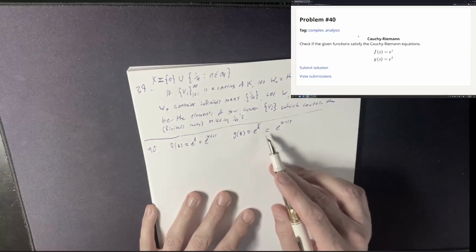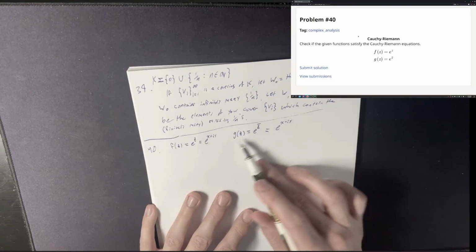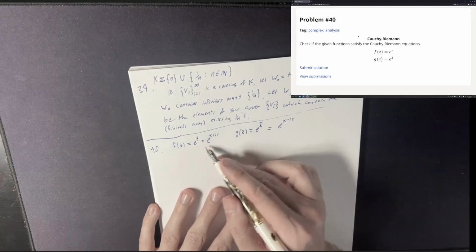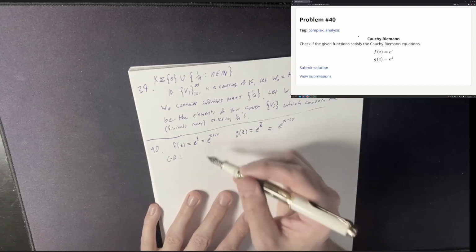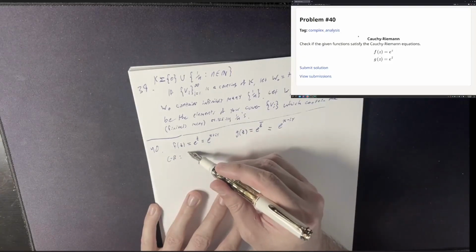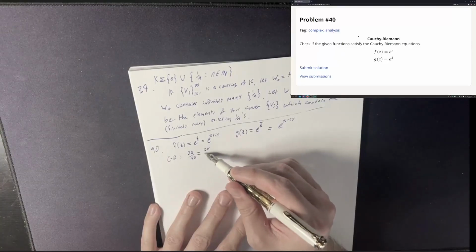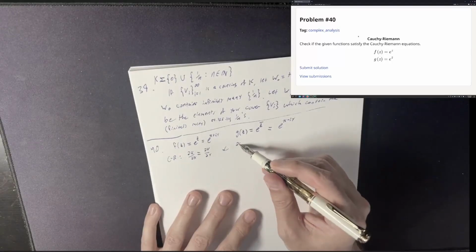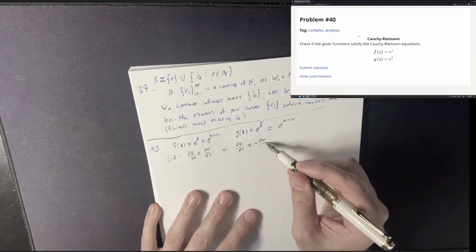I don't know if there's maybe a faster way to immediately conclude that this one is not analytic, but this one's pretty commonly understood to be analytic. So the Cauchy-Riemann equations are, if you take the partial derivatives, del u del x should equal del v del y, and del u del y should equal the negative of del v del x.